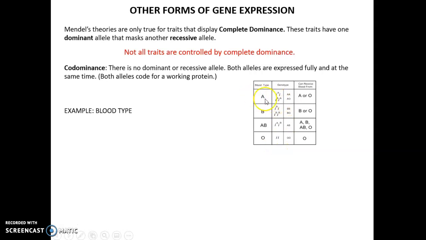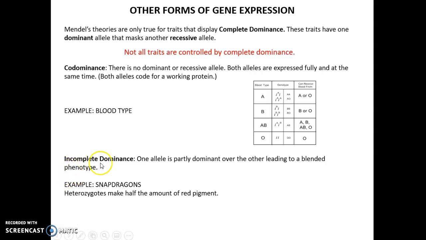You have A blood, B blood, AB blood, and O blood. In A, we have one type of protein being made. In B, we have another type of protein being made. And then in AB, we have both types being made. Neither is recessive over the other, just both occur. O is actually where no protein is being made. And this has to do with receptors on the blood cells.